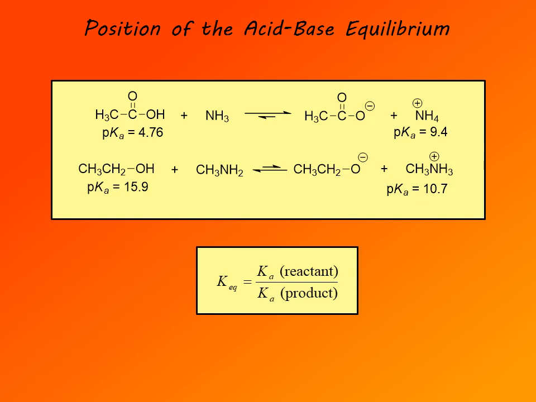So this was a qualitative determination of the position of the acid-base equilibrium. We can determine the position of the acid-base equilibrium quantitatively by calculating the equilibrium constant for the particular process. The equilibrium constant is the Ka of the reactant acid, that means the one on the left side of the equation, divided by the Ka of the product acid, the conjugate acid, the one on the right side of the equation.